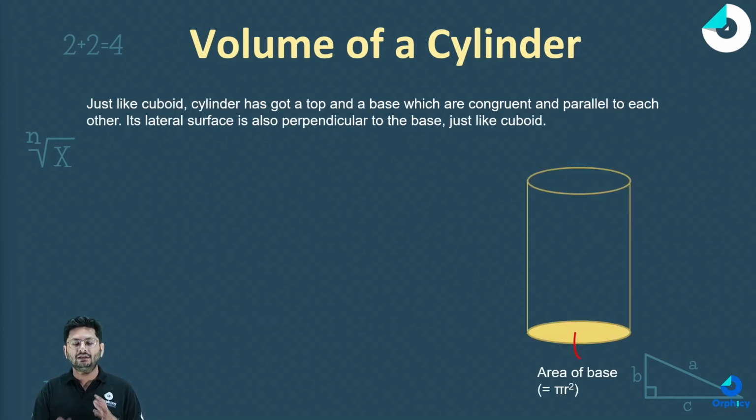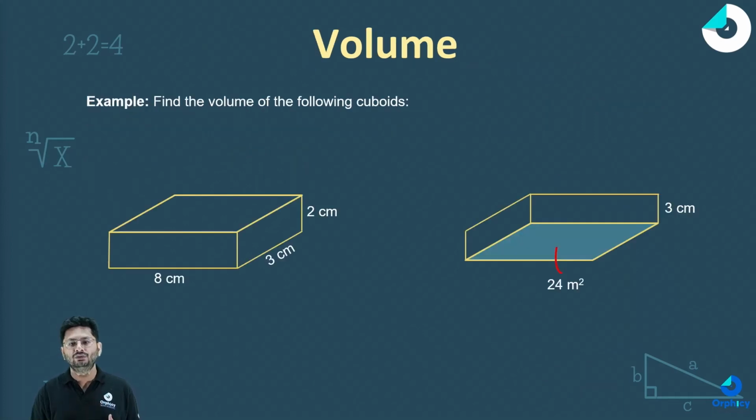And if we are talking about the volume of a cylinder, that is the area of the base multiplied by the height. The area of the base is a circle, so pi r square multiplied by the height, that is h. So the volume of a cylinder is pi r square h. Great. Now let's do a few questions. Find the volume of the following cuboids.